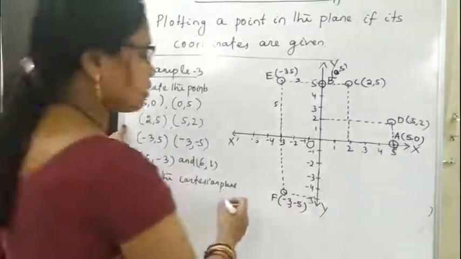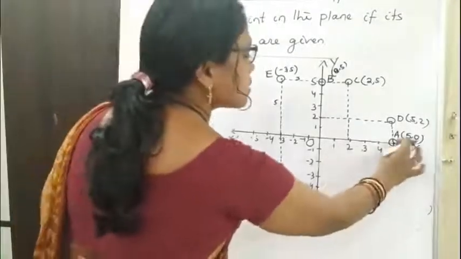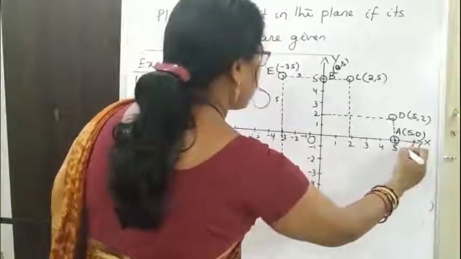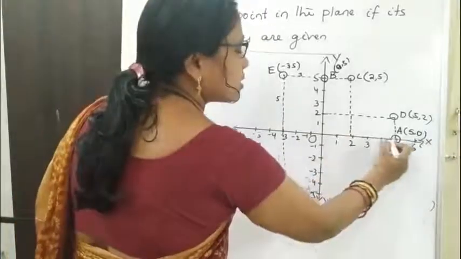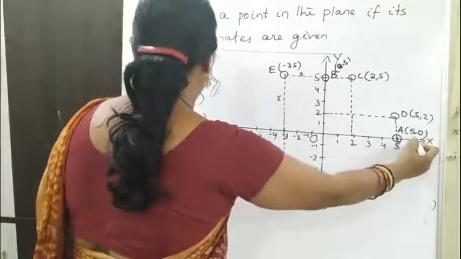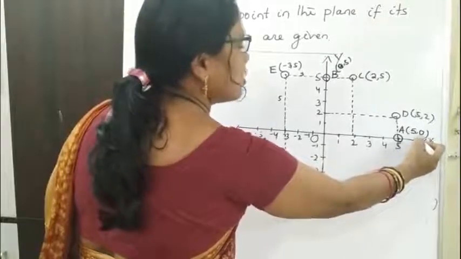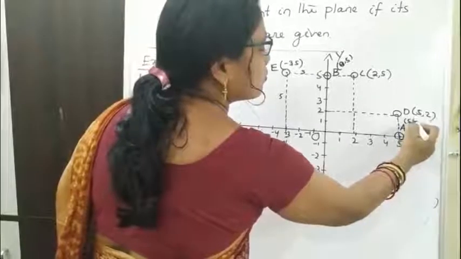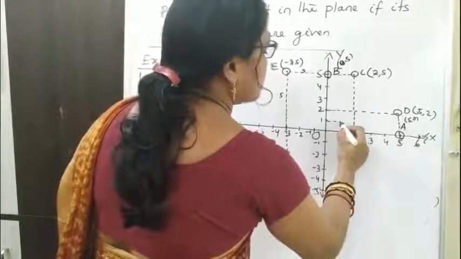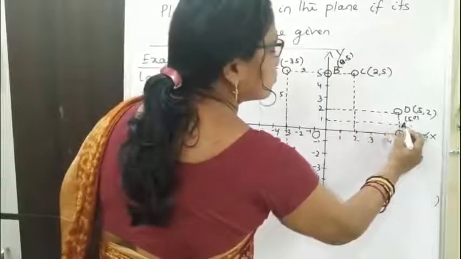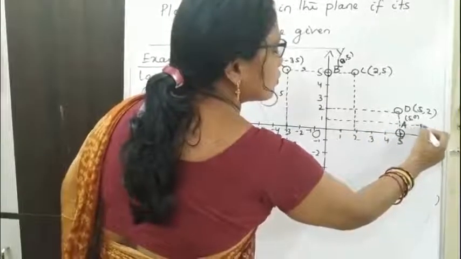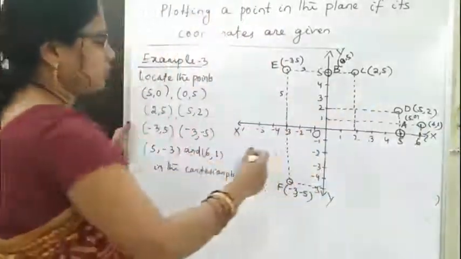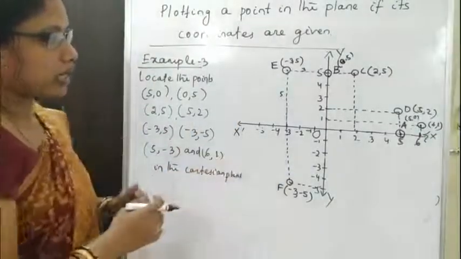So again (6, 1). So this is 6. Let us extend this. So along the x axis we have to go 6 units, then 1. 1 is positive. So here we will put the point. So this point is (6, 1). So in this way you can plot the points in a Cartesian plane.